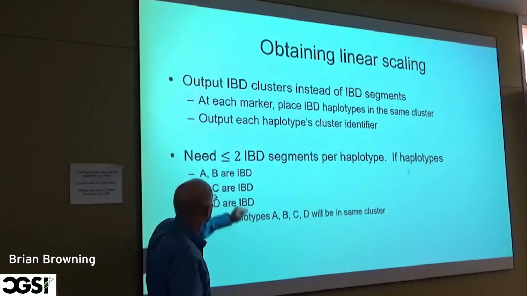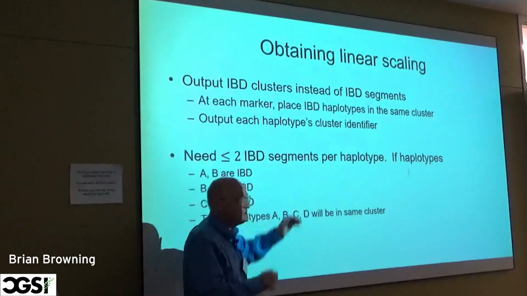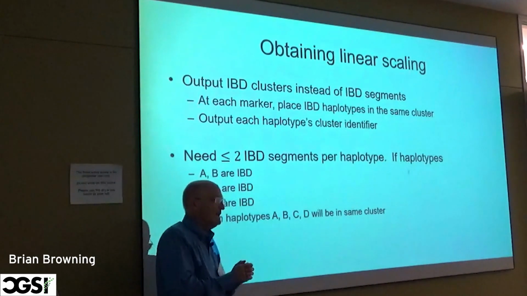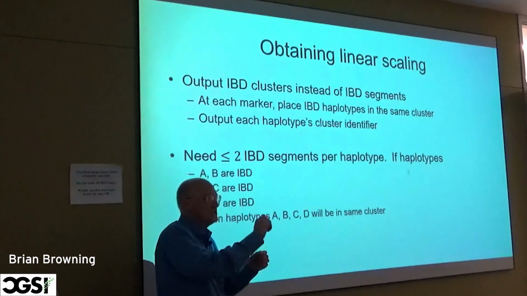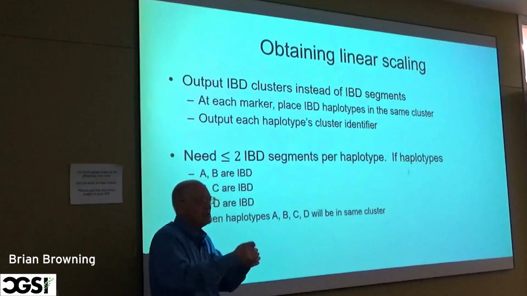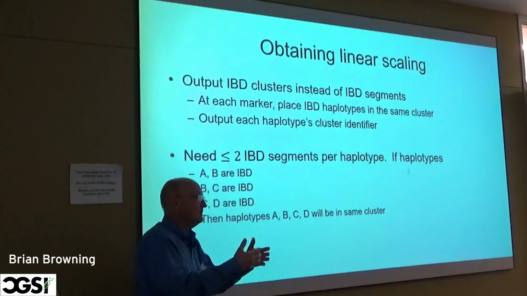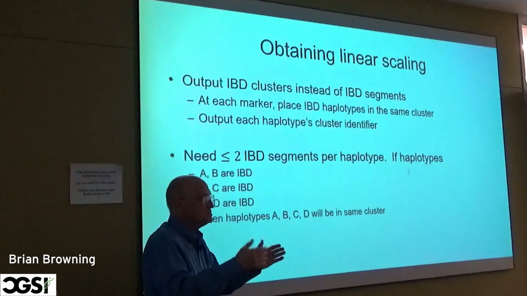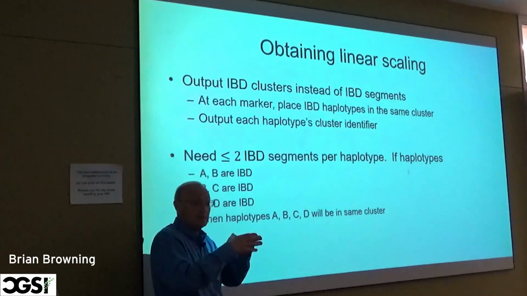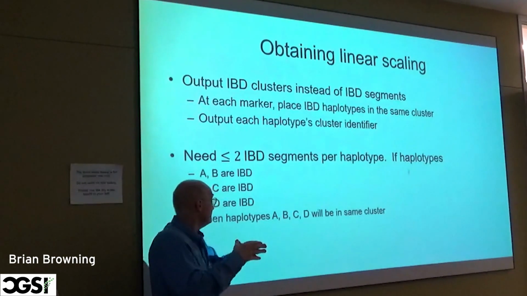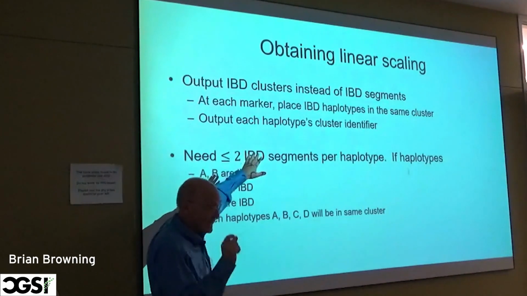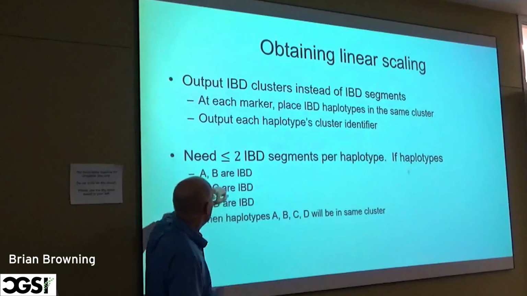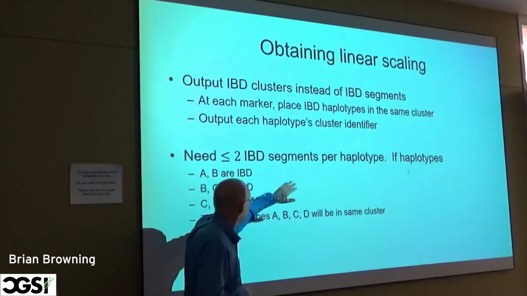So now, when you do output for each haplotype, instead of listing the IBD segments it's a part of, you say, this is in the first cluster, in cluster number 1. You index them, give each cluster a number. And so now, in the output data, you can look at every haplotype that's in cluster 1 and say, oh, those haplotypes are all identity by descent at that locus. And there's only one output data per haplotype, so it scales linearly, right? And you don't need a lot of IBD segments per haplotype.